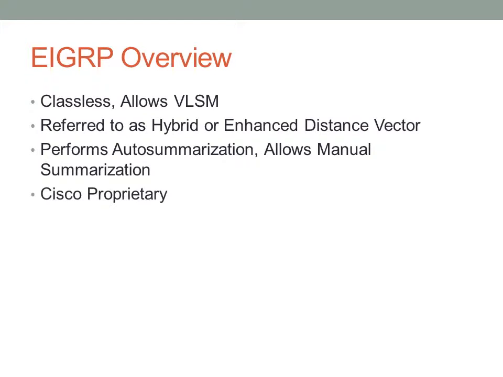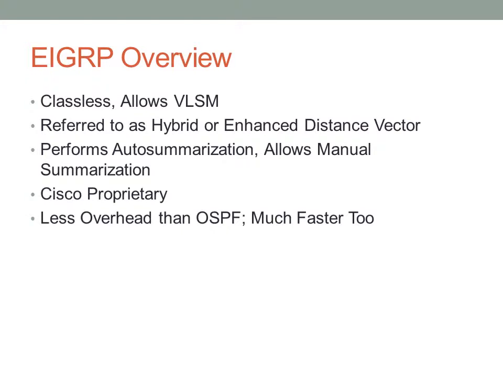It is Cisco proprietary though, so you better have all Cisco equipment if you want to be running EIGRP in your network. There is much less overhead with EIGRP than OSPF, and because of the triggered updates, EIGRP has very, very fast convergence, typically sub-second.